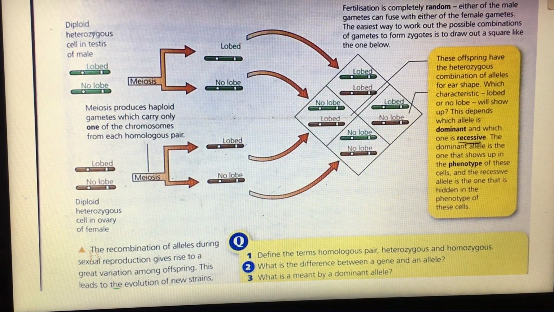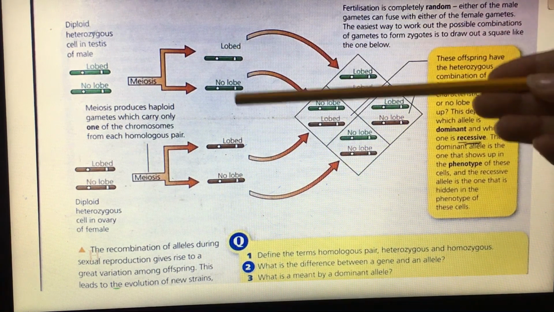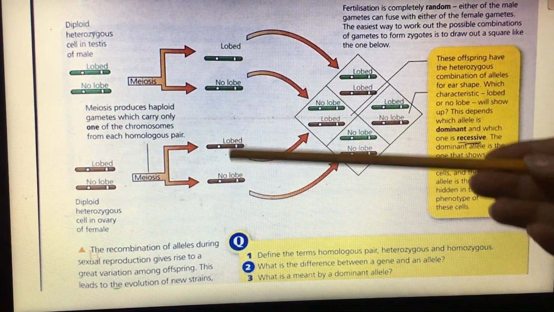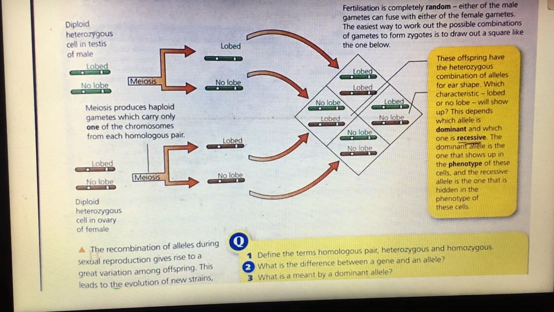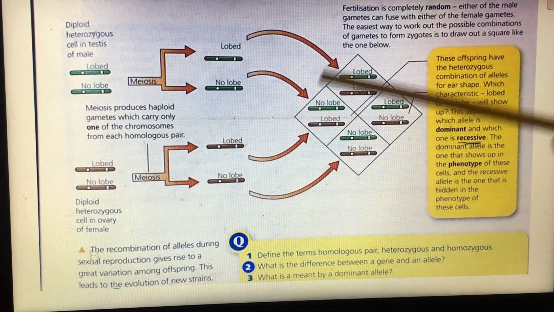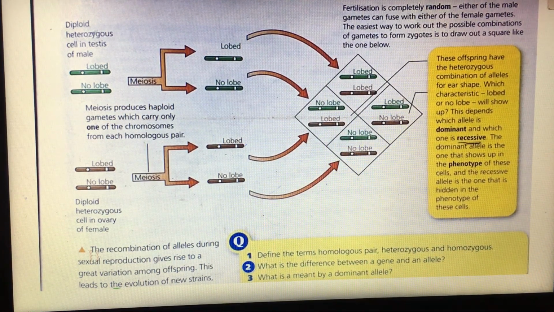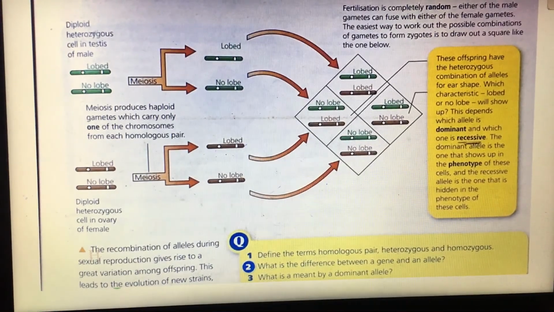So fertilization is completely random. Either of the male gametes can fuse with either of the female gametes. So why is fertilization completely random? Because either of the male gametes can fuse with either of the female gametes. The easiest way to work out the possible combinations of gametes to form a zygote is to draw a square like this one. Okay, how do we draw this square?